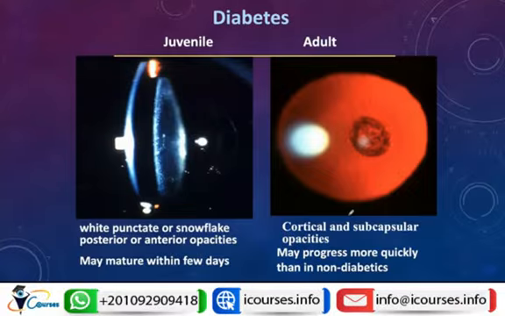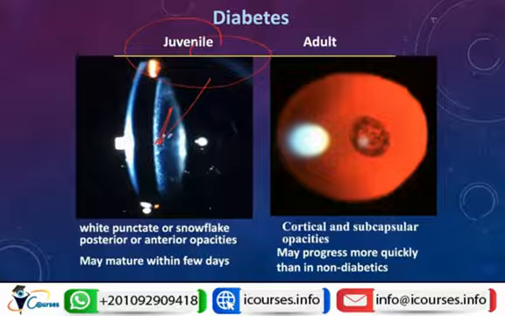So what are the types of cataract formed by diabetes? In juvenile cases, diabetes can cause what's called the snowflake cataract, which appears as multiple whitish opacities beneath the anterior or posterior lens capsule. In adults, it can cause cortical or subcapsular cataract, which progresses more rapidly.